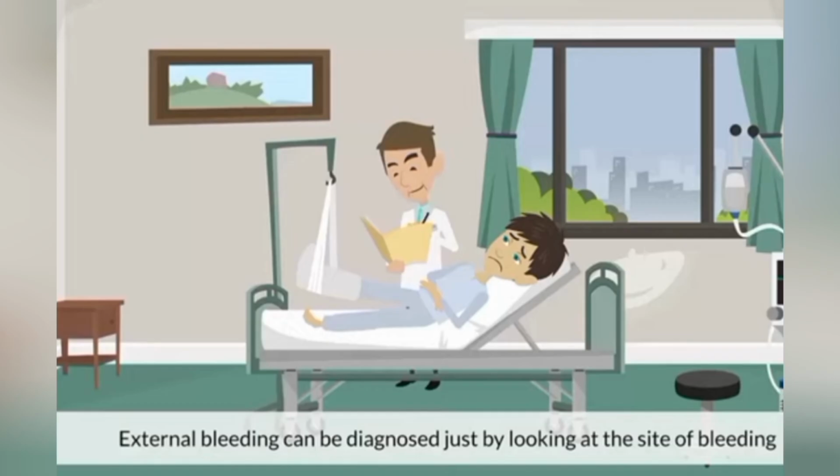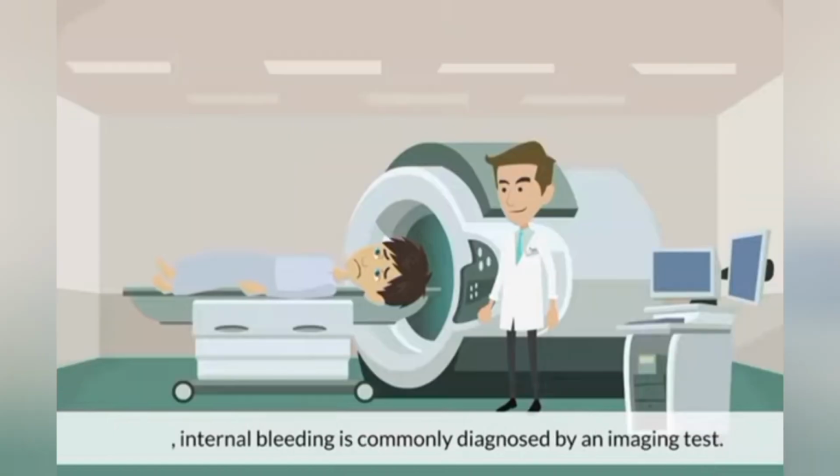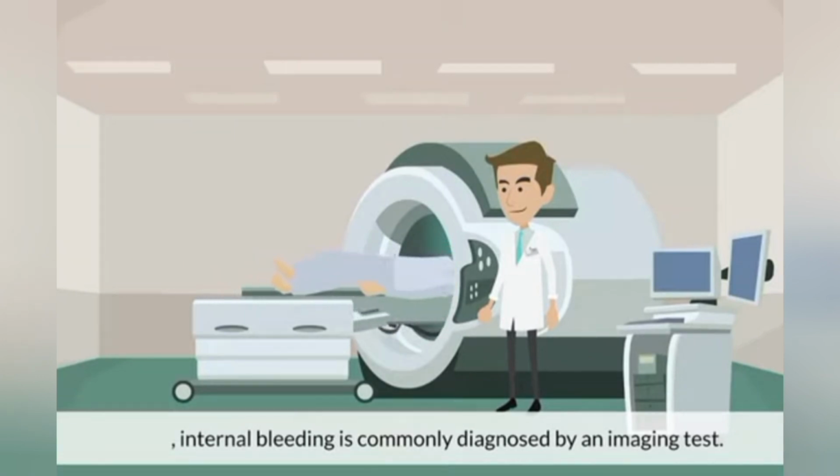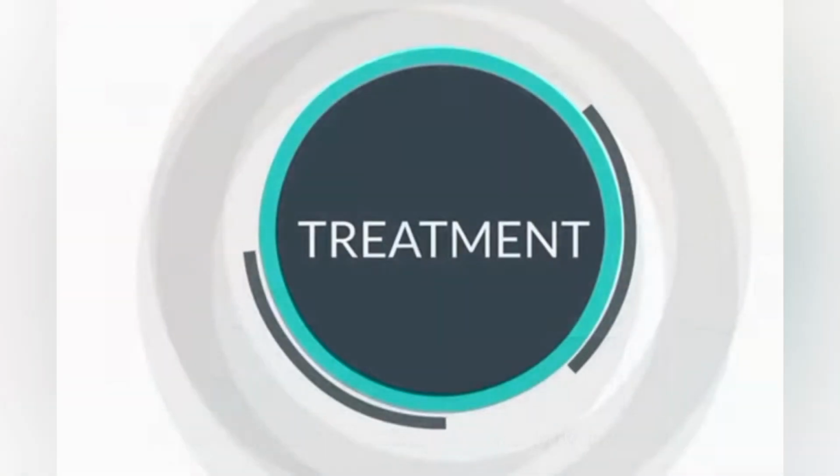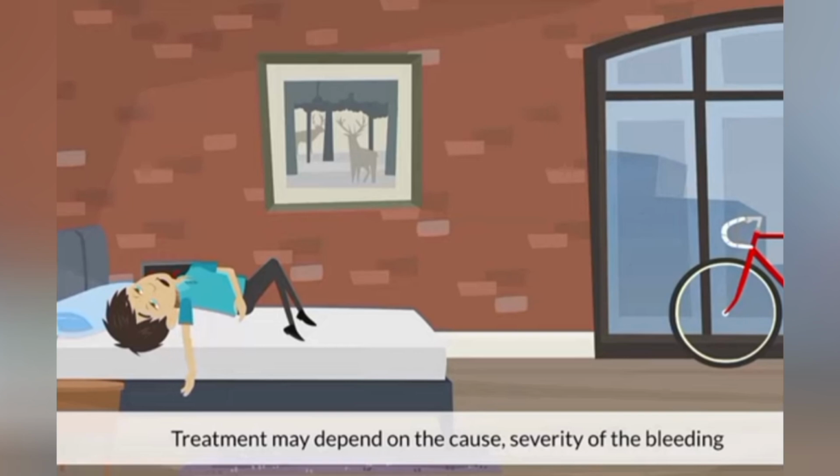Diagnosis: external bleeding can be diagnosed just by looking at the site of bleeding. Internal bleeding is commonly diagnosed by an imaging test. Treatment: treatment may depend on the cause or severity of the bleeding.